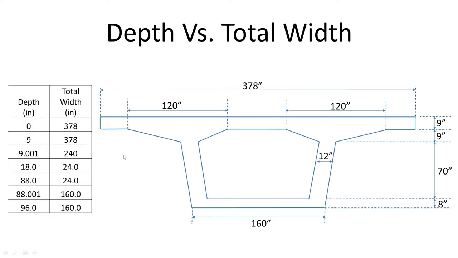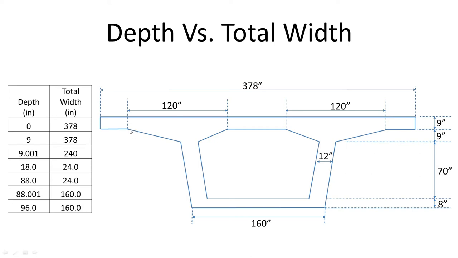Once you have dimensions on your section, the next thing you need to do is to establish the relationship between the depth and the total width of the section. So at a depth of 0 inch at the top over here, the width of the section is 378 inch. So we have 378 inch against 0 inch depth. At a depth of 9 inch, the width of the section is again 378 inch.